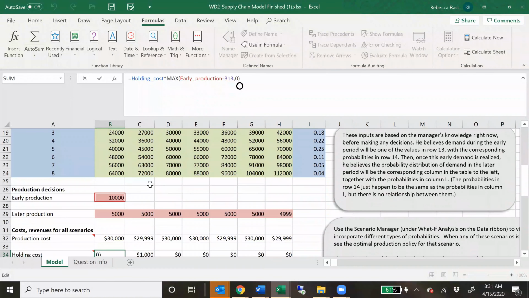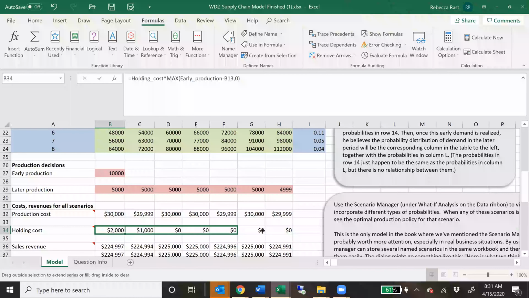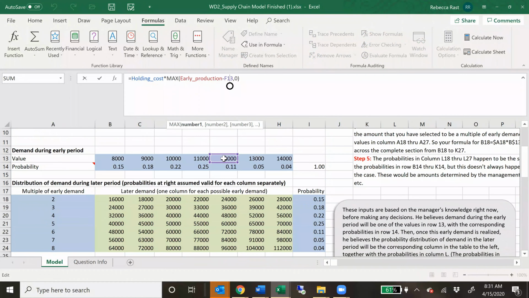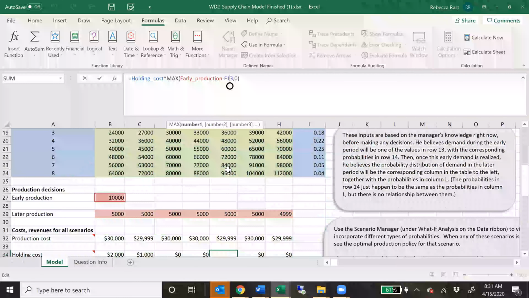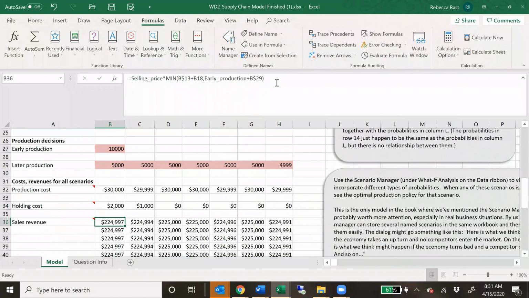So here it's telling us it's 10,000 minus 8,000, and then we take that 2,000 times $1, and that's how we have 2,000 here. So we drag this across to fill in that formula. And again, as you can see, it drags it to look at the correct one as you're looking at each various amount, and you're looking at that specific time period. Okay. So then the next formula we enter is selling price.